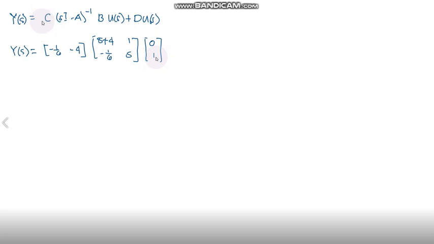So please recall that the matrix C is negative 1 over 6, negative 4. The solved sI minus A raised to negative 1 is this. The matrix B is 0 over 1 over s squared plus 4s plus 1 over 6. Now this is part of the sI minus A inverse. And then the U(s) here plus the matrix D is equal to 1. Okay, so 1 U(s).